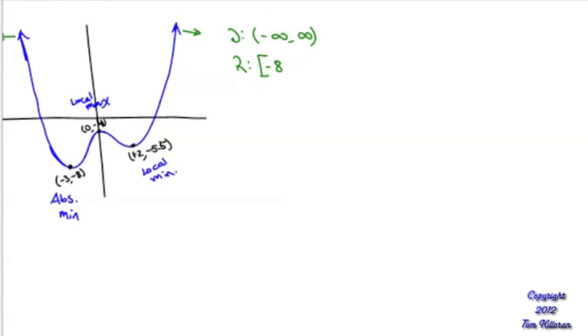How far up does it go? Positive infinity, not once but twice: once on the left and once on the right. That's okay. What about increasing?